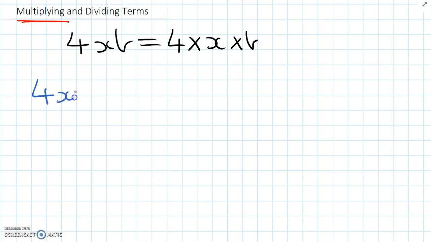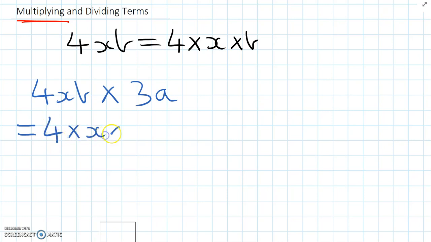So if we have our 4xb and we're multiplying that by 3a, then we can think of all that in expanded form by writing the multiply symbols. 4 times x times b times 3 times a. And now we can see, since everything's multiplying together, we can write that as one big term.